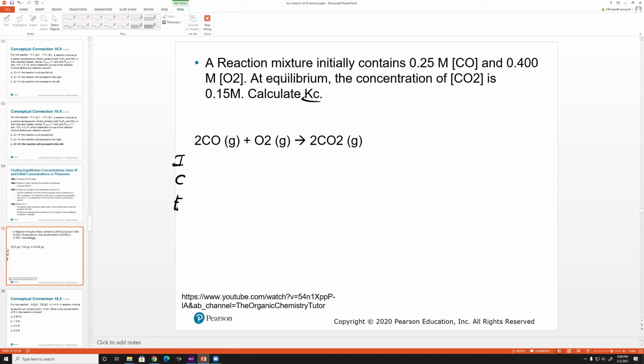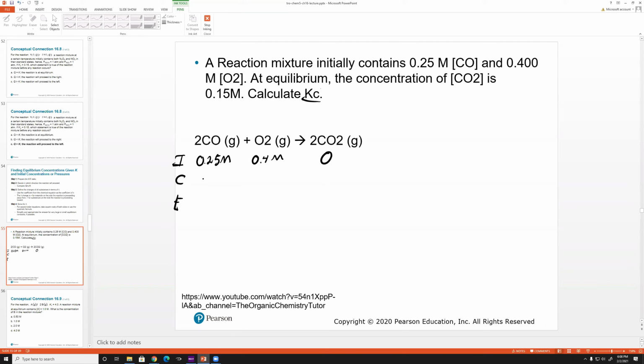So originally, the reaction mixture initially contains 0.25 molar of CO, 0.4 molar of O2. And then we don't know how much CO2, but it's assumed it's zero because we have no products to start out with. The change: what happens when the reactants become products is the reactants decrease. They decrease by their coefficient times a certain concentration until it reaches equilibrium.